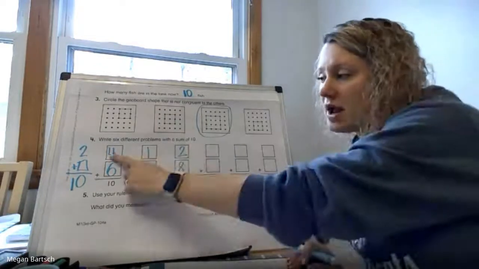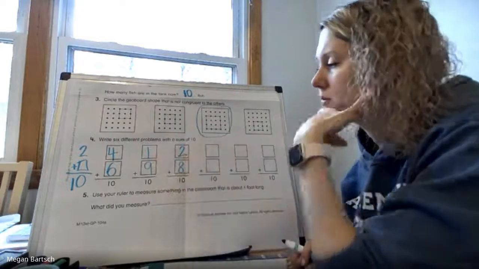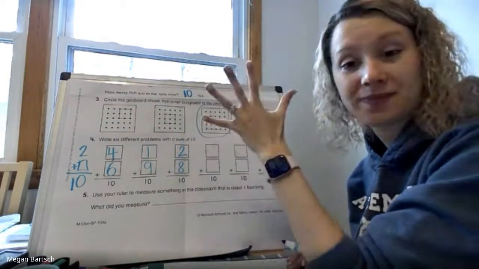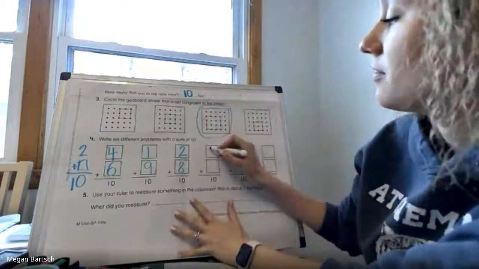All right, we've done 1, 4, 2. What should we do next? Well, 5. Let's do 5.